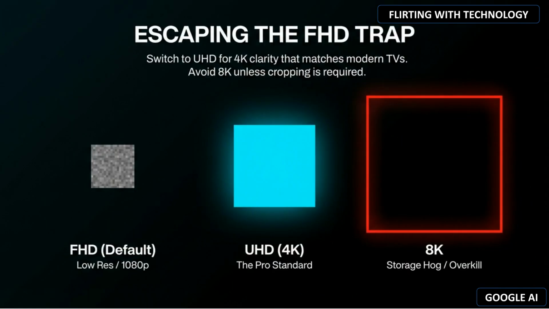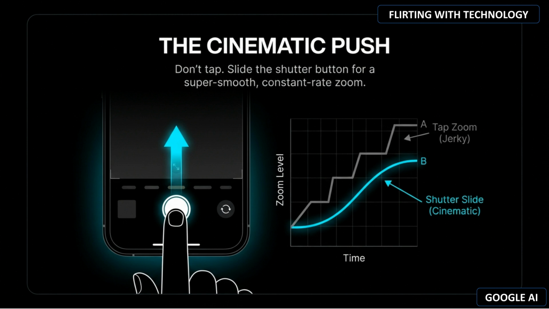Escape the FHD trap. Switch to UHD or 4K for clarity that matches modern TVs. Avoid 8K unless you need the cropping flexibility. For a cinematic feel, don't tap to zoom. Instead, slide the shutter button for a super smooth, constant rate zoom.